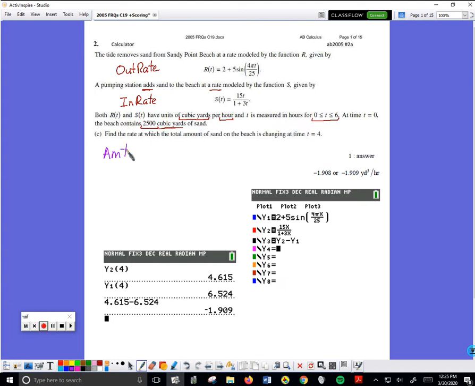They don't give us a symbol for the amount of sand, so we'll just use A. If I'm going to use A, I need to tell the grader, so I'll write up here A of T equals amount of sand on the beach. So that would mean my rate is A prime, how fast the amount of sand is changing.